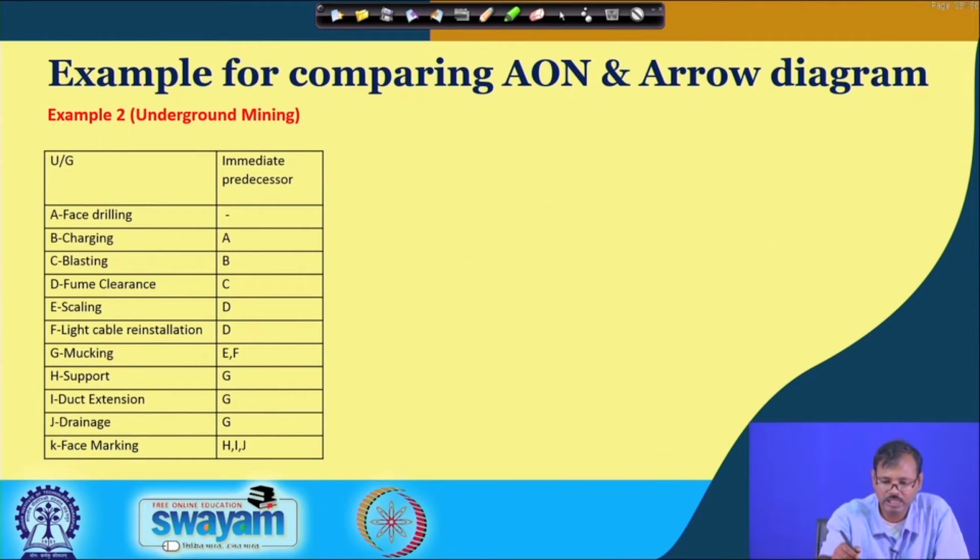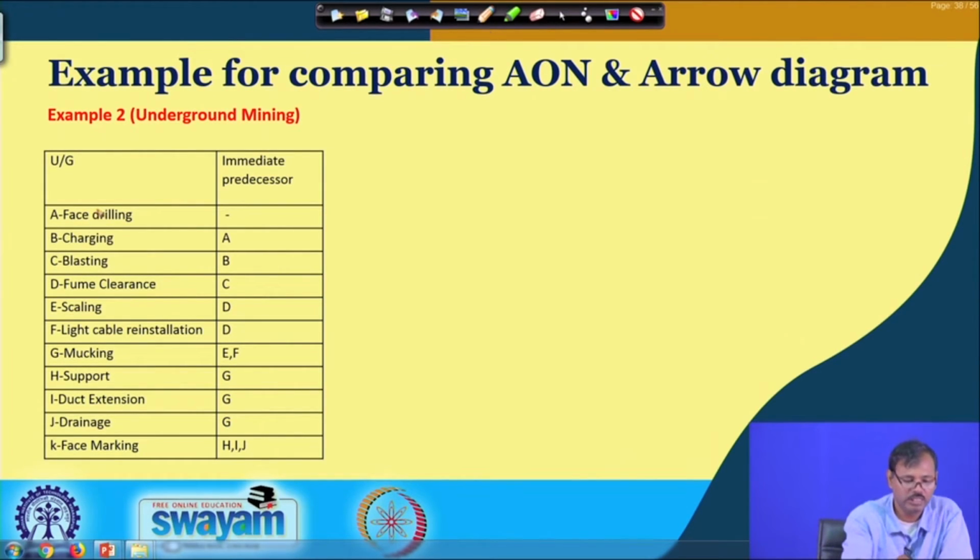So, this is another underground requirement, where face drilling is carried out first, then the charging, which has the drilling requirement, then the blasting, which has the charging requirement, then fume clearance, which has the blasting requirement, then scaling. Only a man can enter the face after the fume is cleared. So, scaling can be done by a human being. That is why fume clearance is essential to carry out the scaling in the roof.